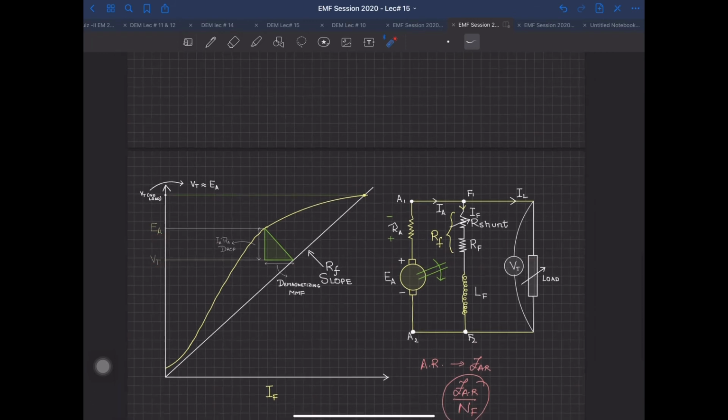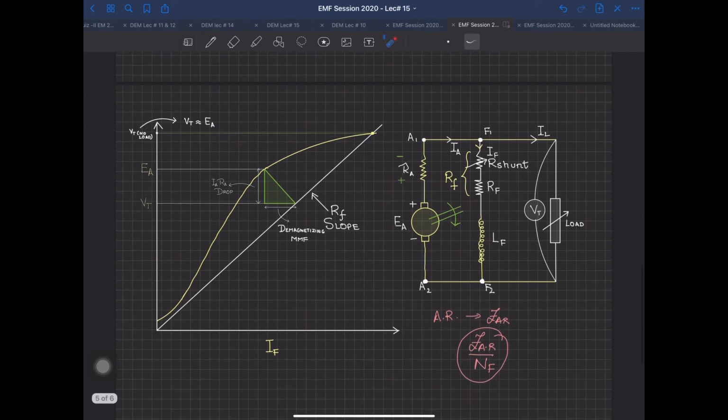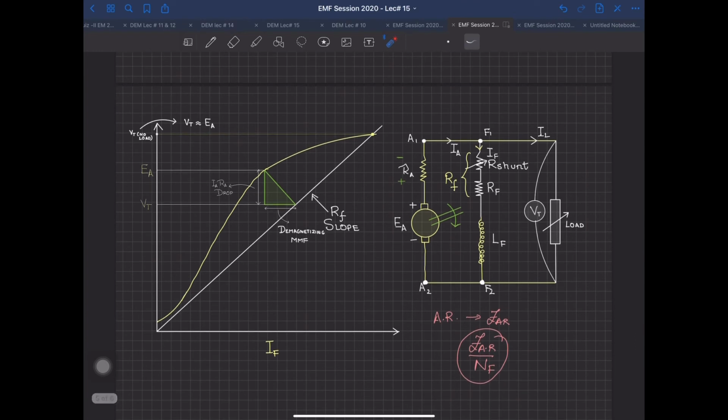So now, having this IARA and the demagnetizing MMF, or the corresponding armature reaction MMF divided by NF, the number of turns on your field winding, you can find out all three drops just from the magnetization curve and the RF slope. But certainly you need to find out the RF slope first of all. Now, if your RF slope is different, then certainly you are going to have a different value.